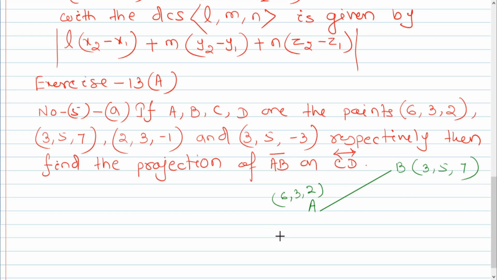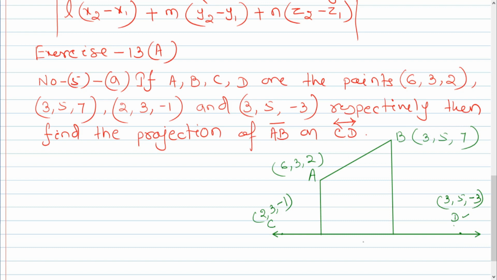And another line is there, this one is the CD line, on which the projection is dropped from the AB line. So here, C having the coordinates 2, 3, minus 1 and D having the coordinates 3, 5, minus 3. You have to ask what is the projection of AB on the line CD. These are x1, y1, z1 and this one is x2, y2, z2. You have to find L, M, N of this line CD.